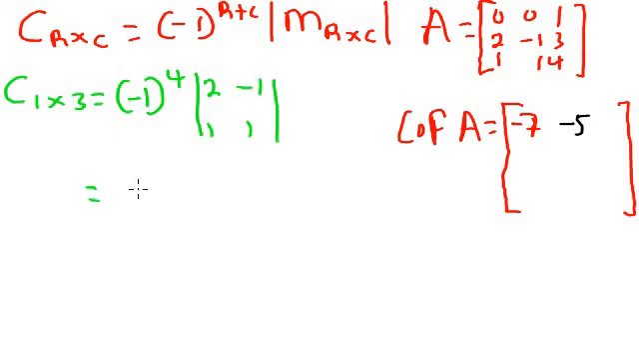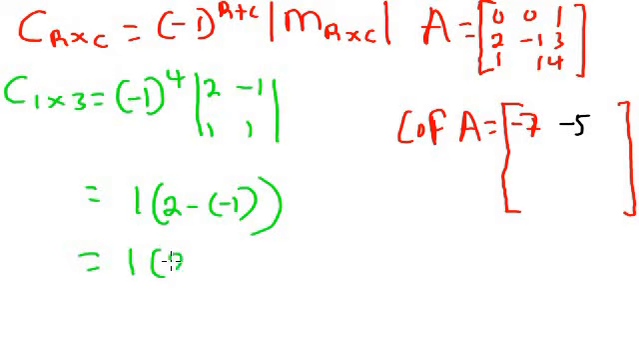Perfect. Simplifying this, we have 1 multiplied by 2 times 1, that's 2, minus negative 1 times 1, that's negative 1. Then we end up having 2 plus 1, which will be 3. So that is our final answer.